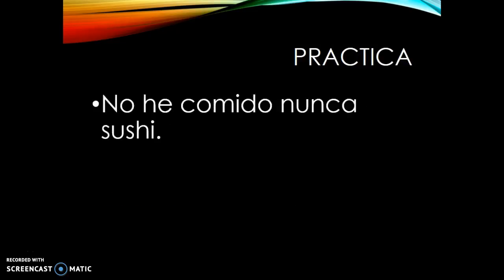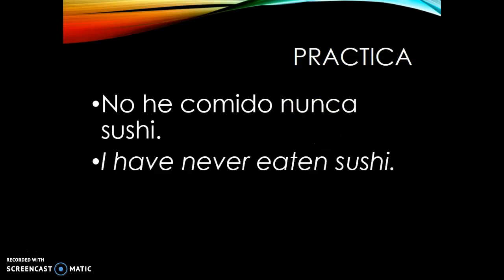So let's look at one more sentence. No he comido nunca sushi. Again, nunca being a common expression used with the present perfect. I have never eaten sushi, never being nunca. No he comido nunca sushi. Again, notice he and comido are not separated by any word. They have to stick together.